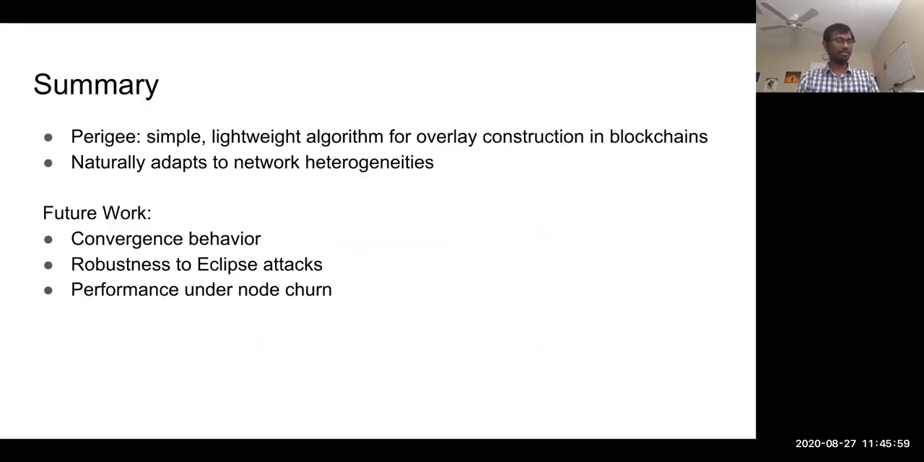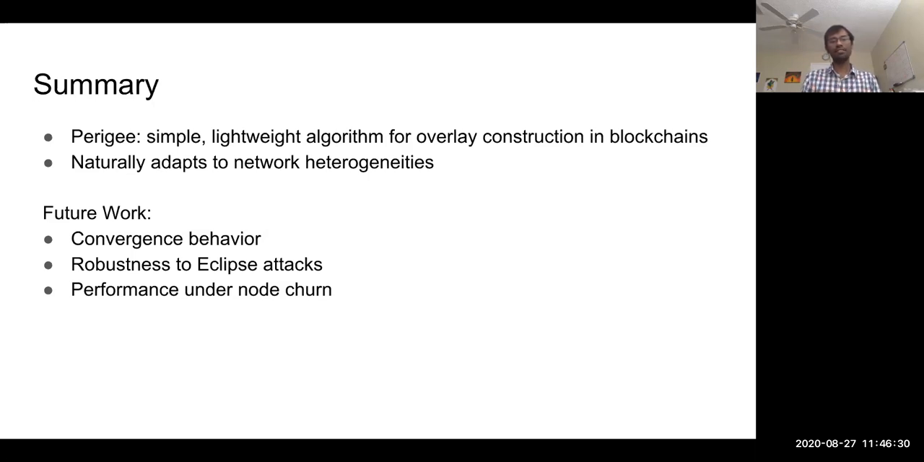So, in summary, I have presented Perigee, which is a simple, lightweight algorithm for peer-to-peer overlay construction in blockchain networks. Our protocol naturally adapts to network heterogeneities in latency, bandwidth, etc. Now, we believe there are several interesting challenges that remain for future work.